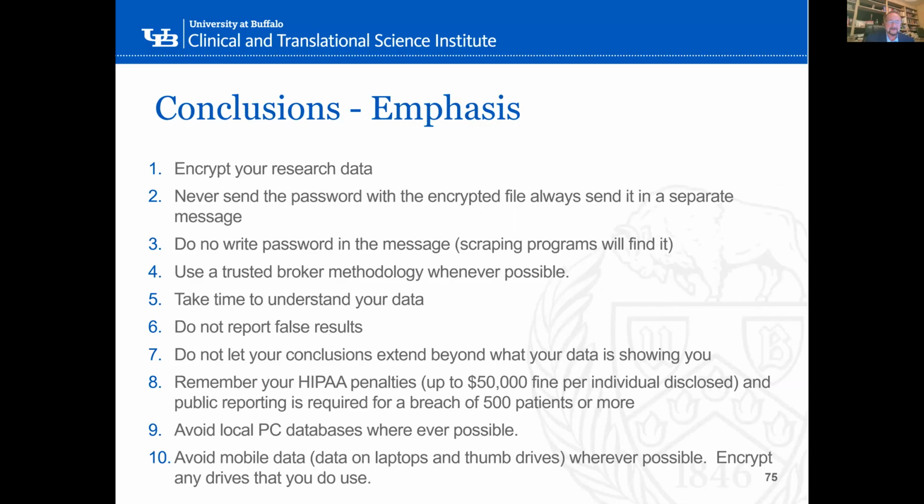Always encrypt your research data. Never send the password with the encrypted file. Always send it separately. Do not write the password in the message that you're sending a password in. People will know it's a password if they look for it. Scraping programs will find that. Use a trusted broker methodology whenever possible.